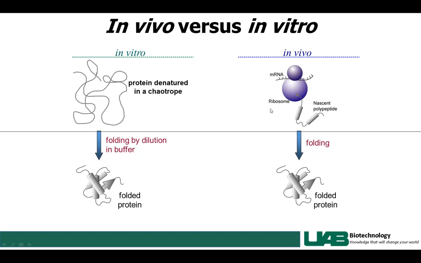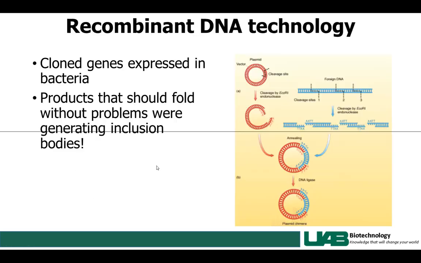If you were to take that unfolded protein and put it into an environment that favors that protein to be folded, it will, just like in vivo, fold into its three-dimensional shape at the lowest energy level. Now, that's good, but then all of a sudden, when recombinant DNA came on the scene, scientists began to learn that there's a difference between in vitro protein folding and in vivo protein folding.